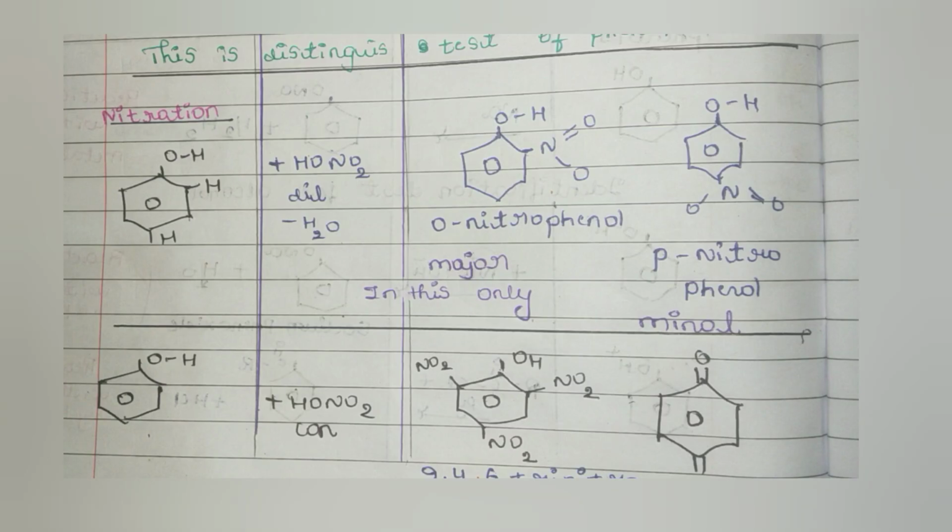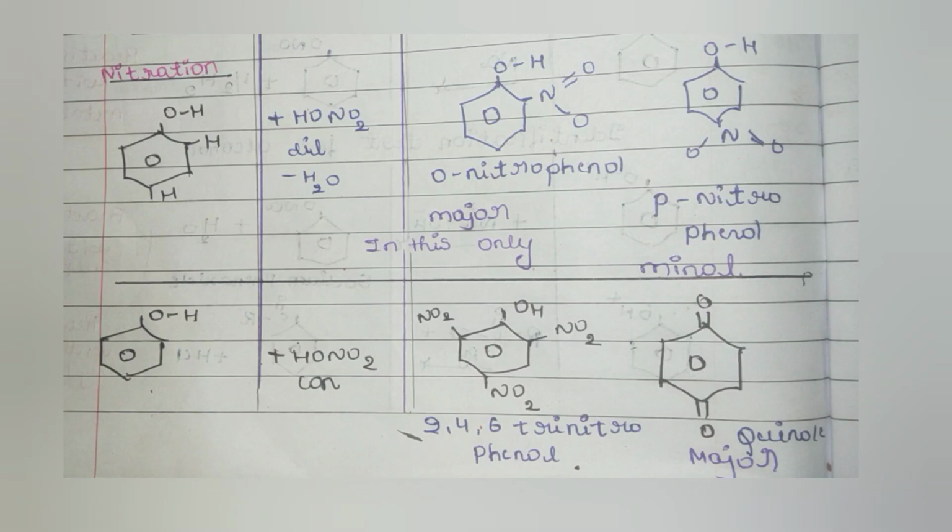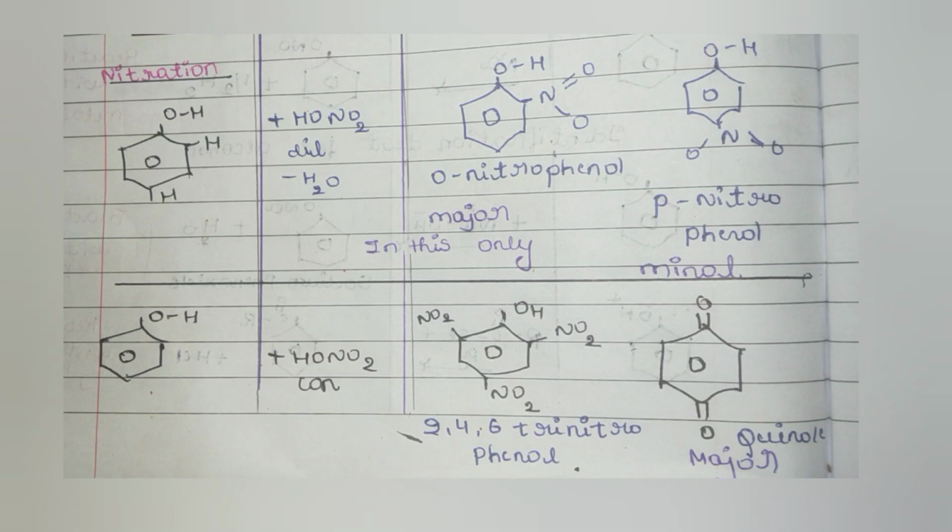But in this reaction, the nitration reaction, para-nitrophenol is the minor one. When phenol is treated with concentrated nitric acid, it gives 2,4,6-trinitrophenol, also called picric acid. It gives quinol as a major product, and in this only 20% is picric acid. It is not possible to synthesize it this way. It gives picric acid, but the major product is quinol.